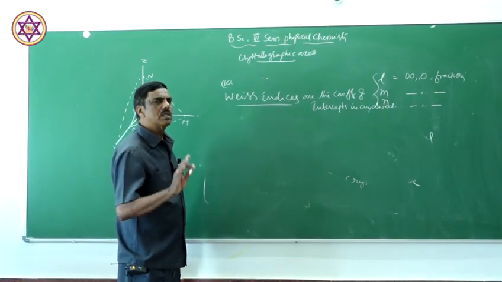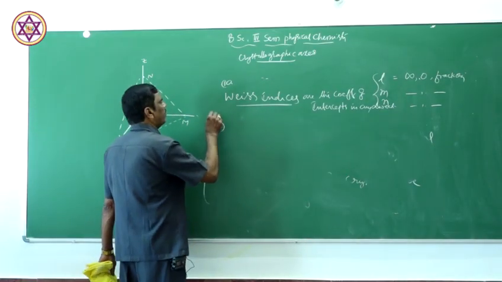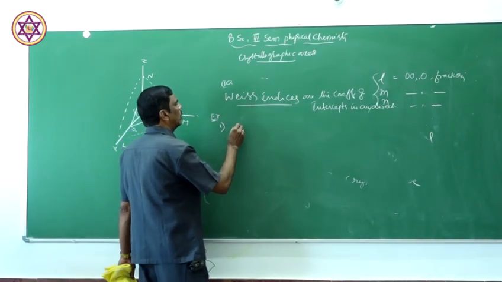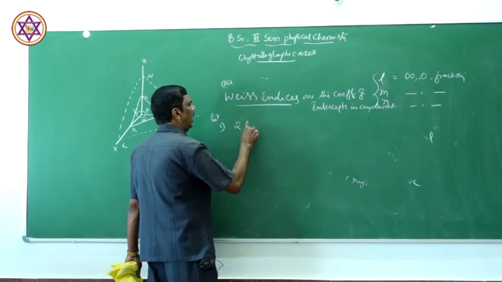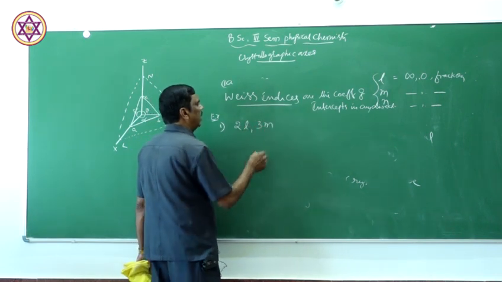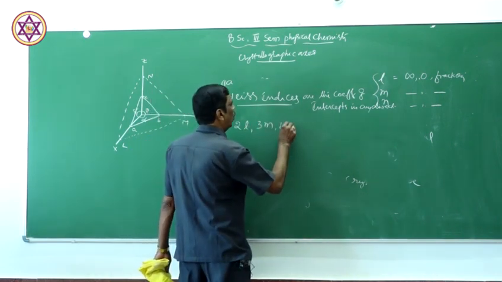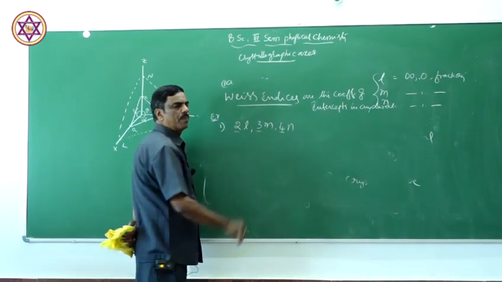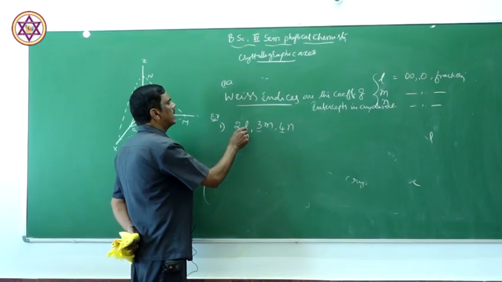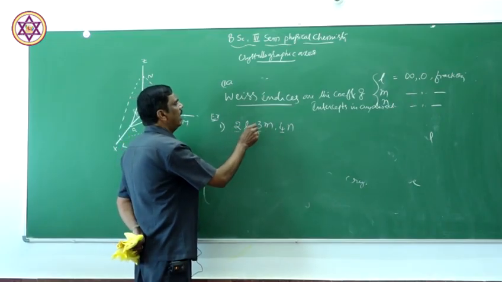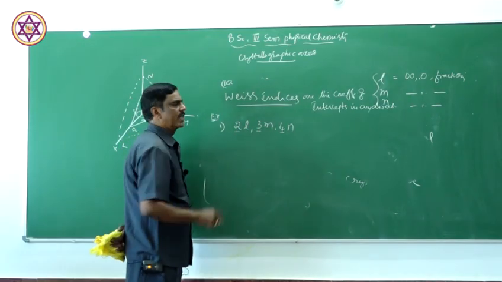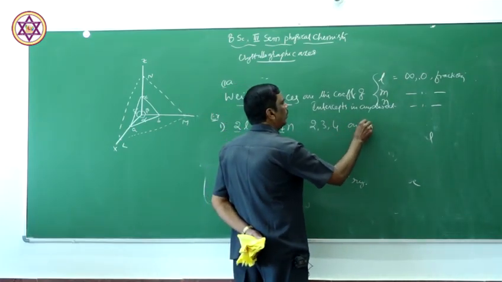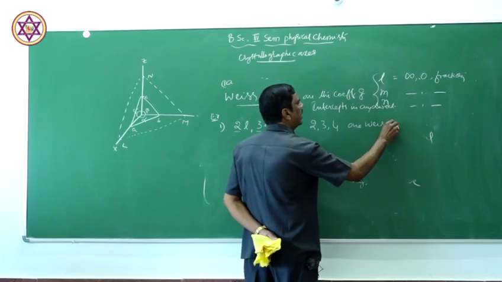I will tell you some faces. For example, a face has intercepts 2L, 3M and 4N. So, these coefficients 2, 3 and 4 are the coefficients of the intercepts in the direction L, M, N or X, Y, Z direction. Therefore, these 2, 3, 4 are Weiss indices.